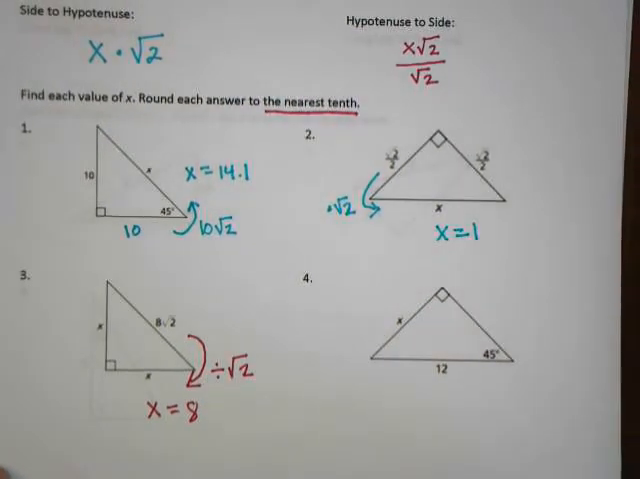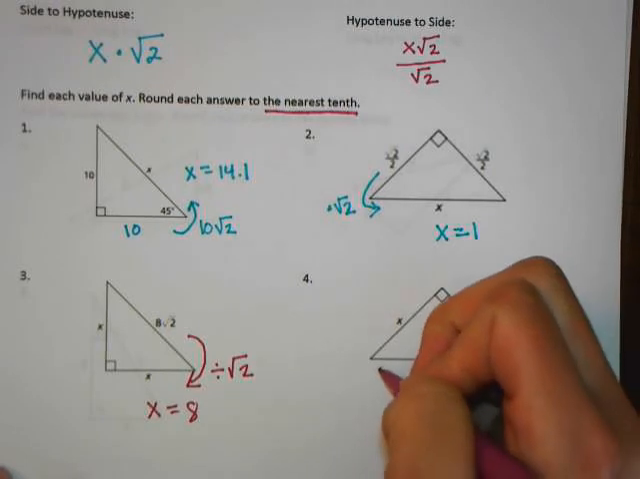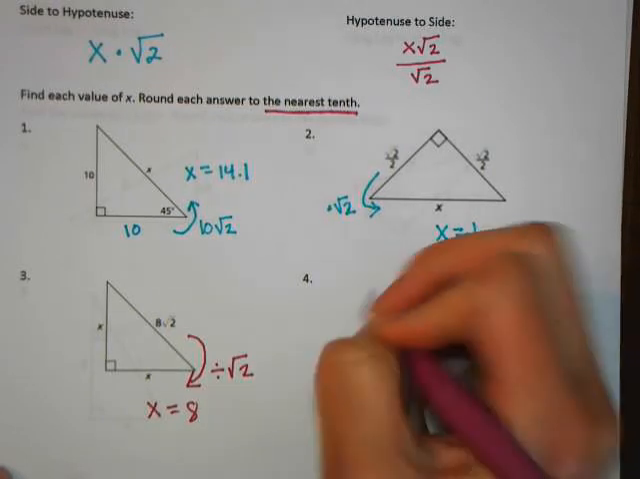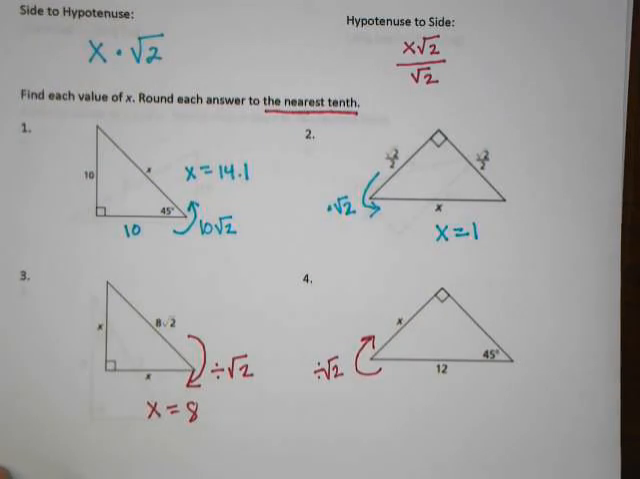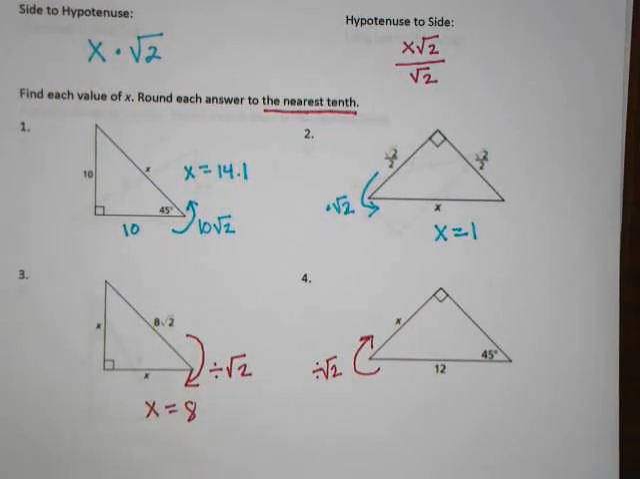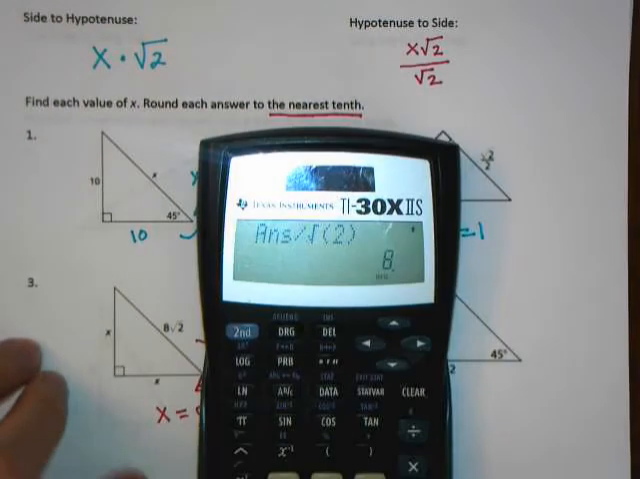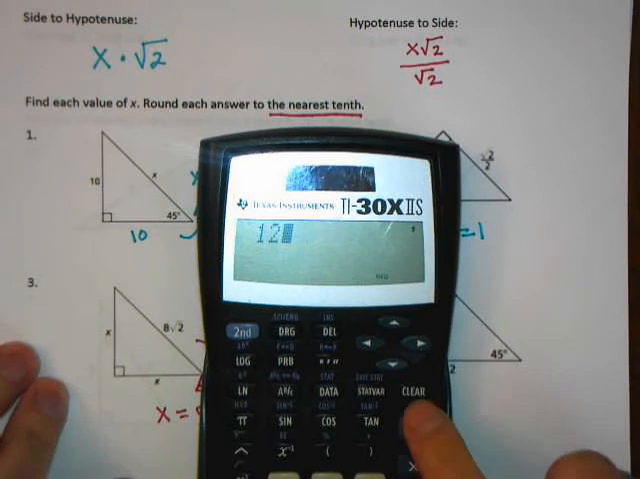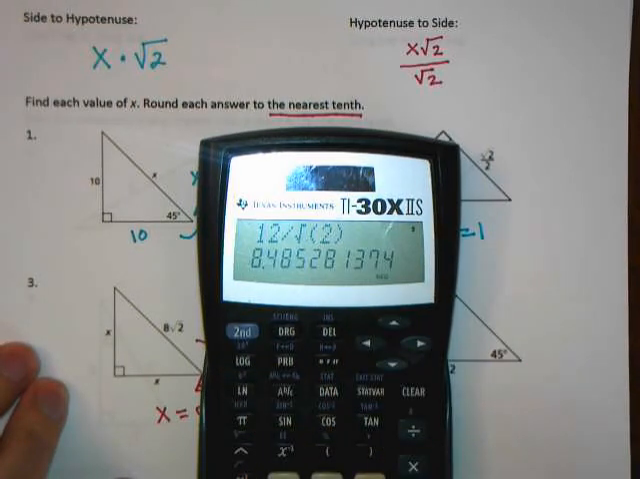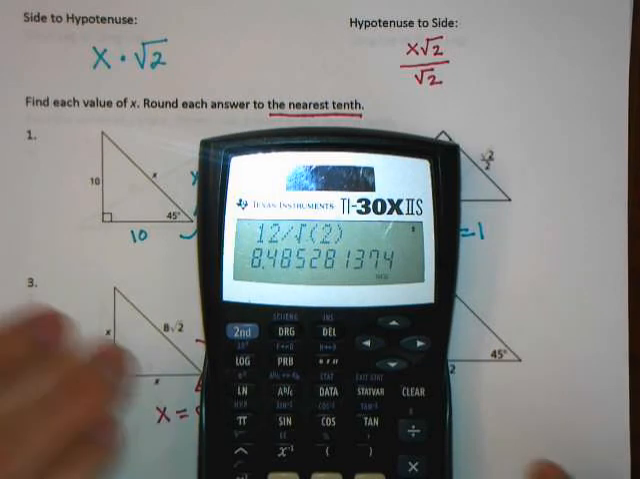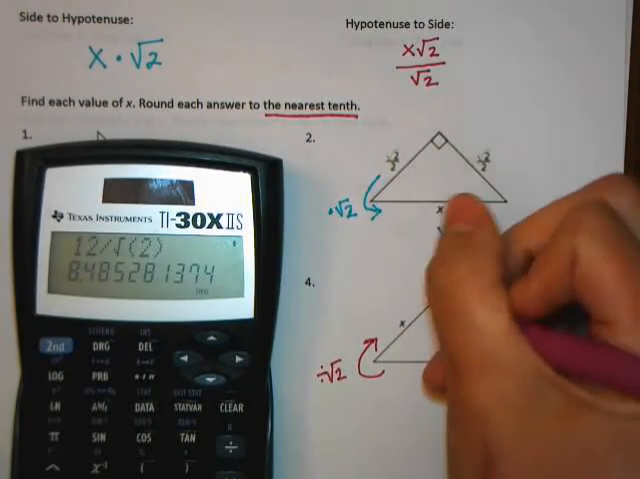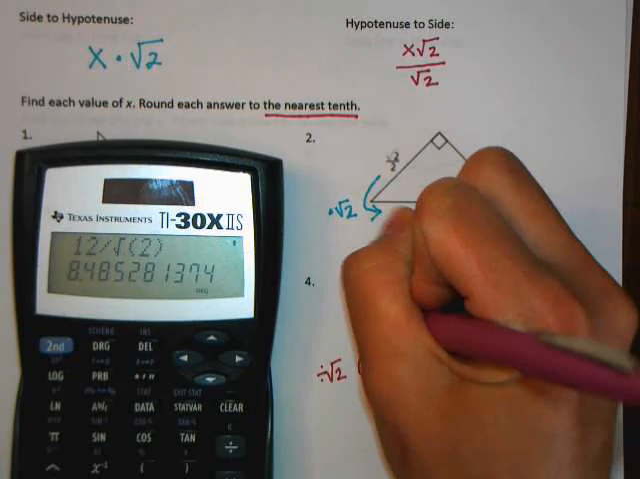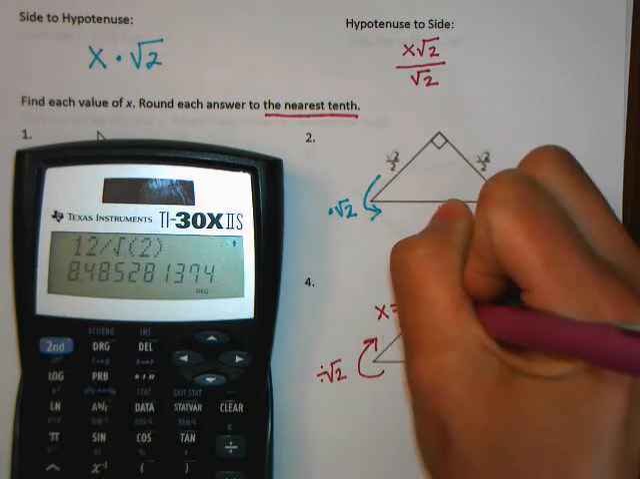All right. Number 4, again, it gives us our hypotenuse. We have to divide by the square root of 2. And when we divide this out, 12 divided by the square root of 2, 8.485. So we round to the nearest tenth. So we're going to have an answer of 8.5.